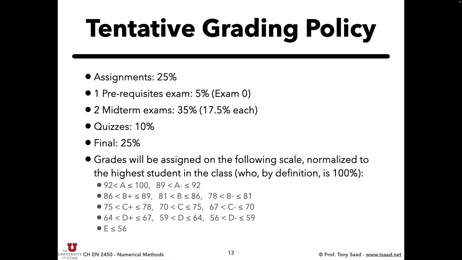So I look at that in a very positive way. The exam on prerequisites is a free thing, right? These are things I already know. 2 midterm exams are 35%, quizzes 10%, and the final 25%, okay? And these are the tentative letter grades that we will use. I generally do not curve.